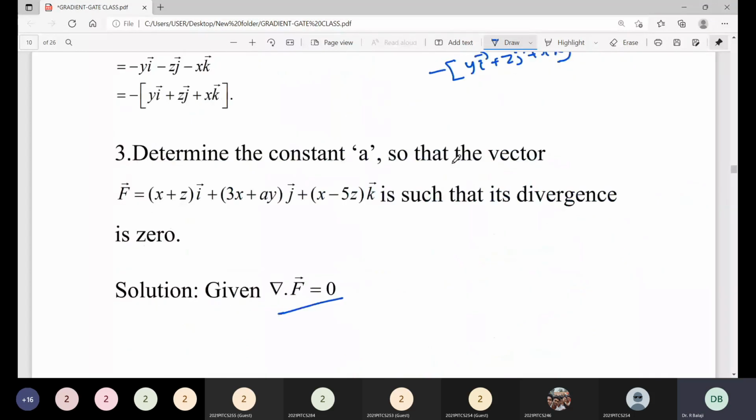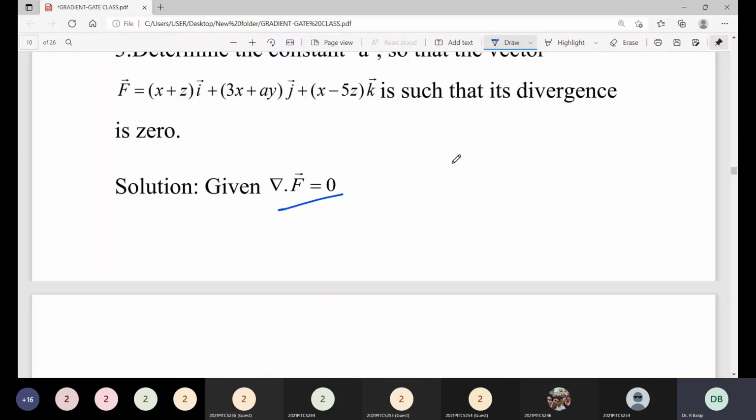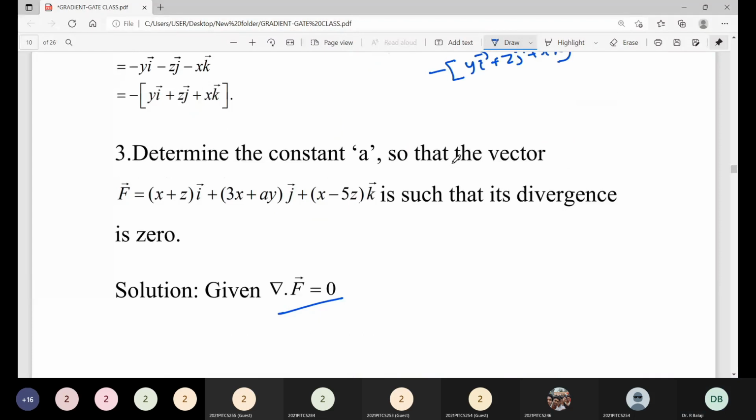This is also about finding constants. Determine the constant alpha, such that its divergence is zero. That means del dot f is equal to zero.